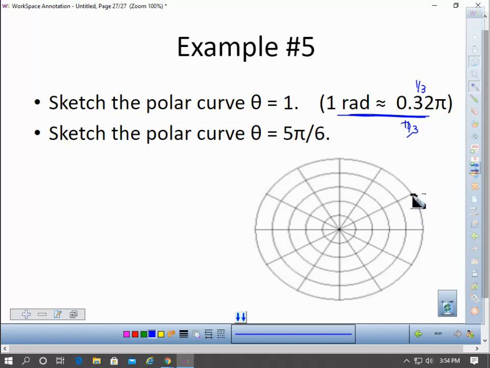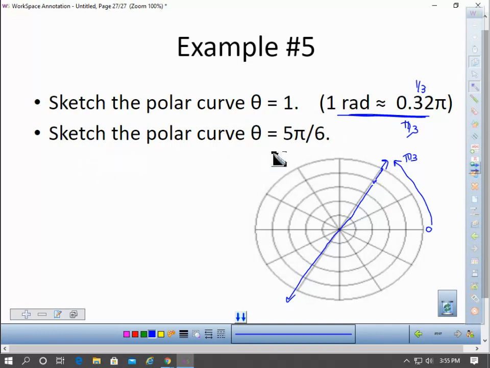Pi over 3 is 60 degrees. We're just under 60 degrees, so I wouldn't have to do right on the 60 degrees, but I want every r value, so that's this straight line. We're going from 0 around to almost pi over 3, since this is just under pi over 3. It doesn't matter what my r is. I could be 1 unit from the pole, 2 units, 4 units, 5 units, or I could be -1, -2, -5. So that's this straight line. If you just have the angle, it's a straight line.